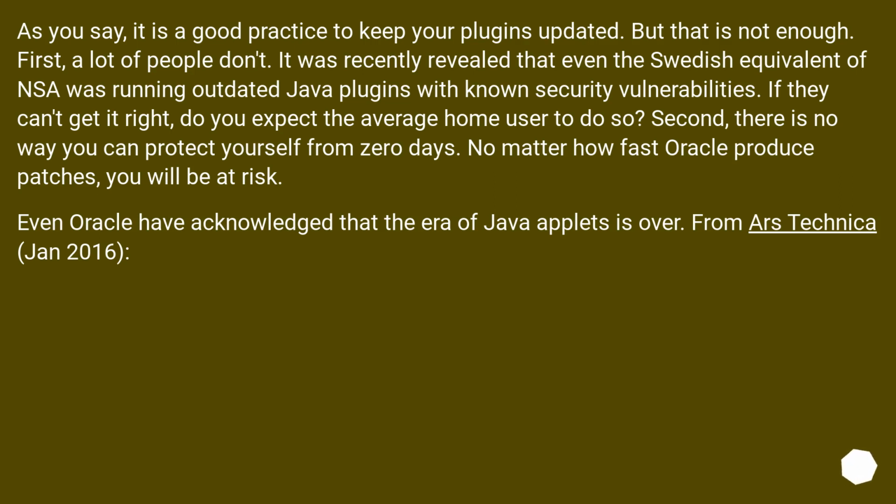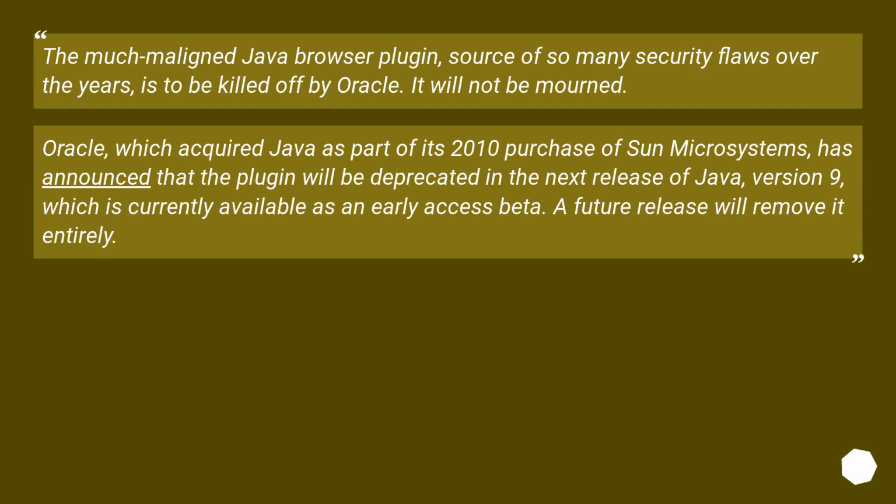From Ars Technica, January 2016. The much maligned Java browser plugin, source of so many security flaws over the years, is to be killed off by Oracle. It will not be mourned. Oracle, which acquired Java as part of its 2010 purchase of Sun Microsystems, has announced that the plugin will be deprecated in the next release of Java, version 9, which is currently available as an early access beta. A future release will remove it entirely.